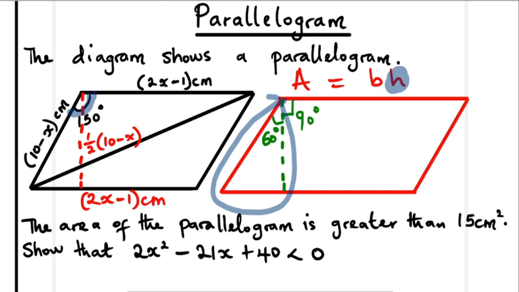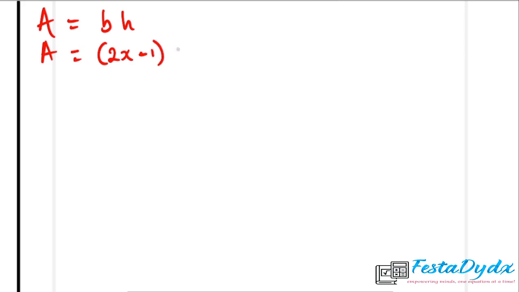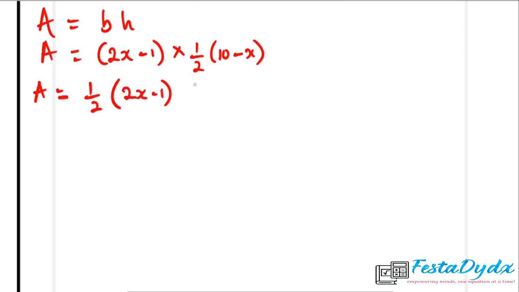Here we'll have our base to be 2x minus 1, and we'll have height to be 1 over 2 in a bracket 10 minus x. So area is equal to base times height. Area is equal to the base, 2x minus 1, times height, which is 1 over 2, 10 minus x. So at this point, I can write this as A equals 1 over 2 in a bracket 2x minus 1 bracket 10 minus x.